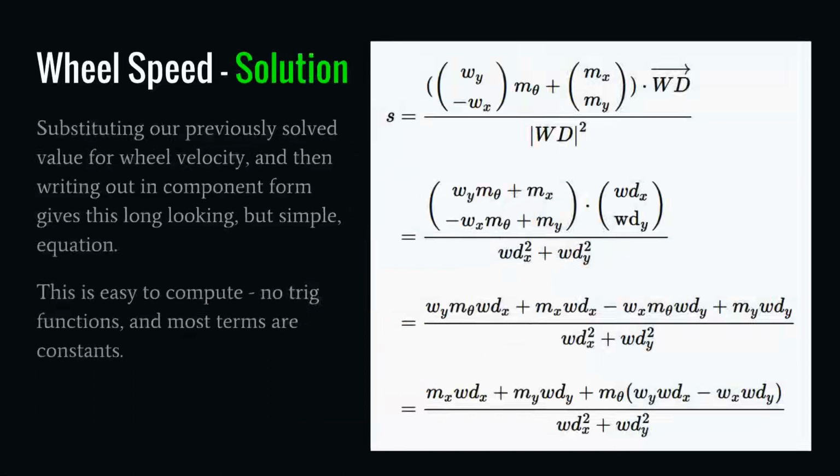Although there's a lot going on there, the important thing you should see, if you look carefully, is that the only variables in this are mx, my, and m theta. And those are just being multiplied by constants that are defined by the shape of our robot. So wdx, wdy, wy, wx, those are all fixed. So we never need to actually compute this entire equation. We can just multiply three things by constants and add them together. And that's obviously very, very easy to do.